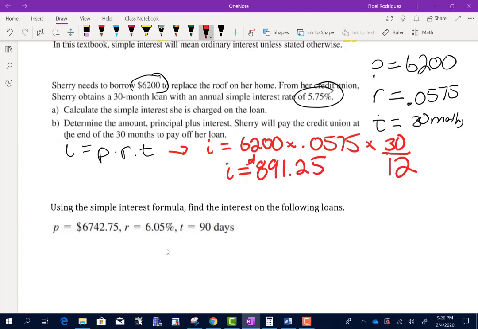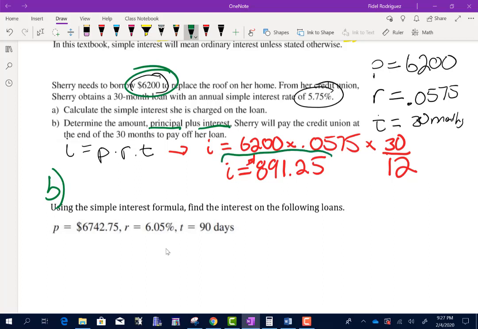$891.25. Okay, that's the interest. Okay, now there is a part B to this problem. Part B says determine the amount, principal plus interest, Sherry's going to pay the credit union at the end of the 30 months to pay off her loan. So remember, Sherry borrowed $6,200.